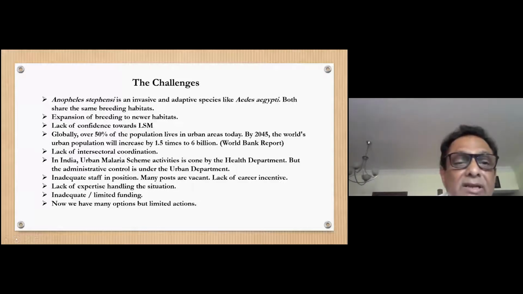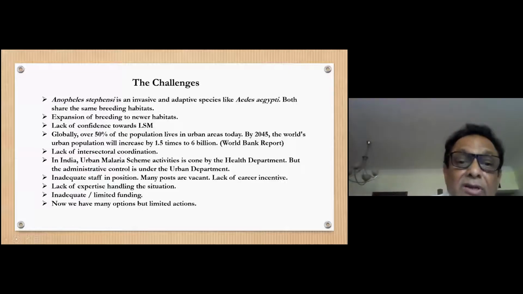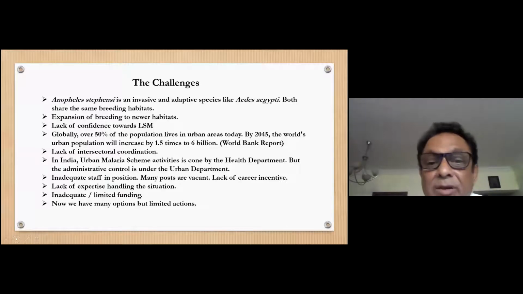Lack of intersectoral coordination. In India, urban malaria scheme activities come under the health department, but the administrative control is under the urban department. There is a lack of coordination at all. Inadequate staffing: many posts are vacant in the urban malaria scheme. Lack of career incentive.